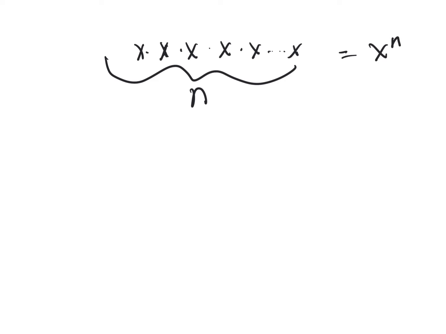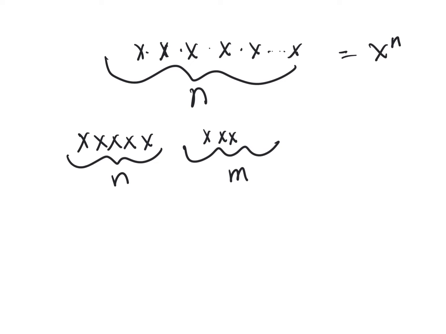So we know that x, which is considered our base, multiplied together n times, is equal to x to the n. Further, if I was to take n of these and multiply it by m of these, then this would be x to the n times x to the m. But if I just count up how many these are, it's x to the m plus n. So you can add exponents with the same base.